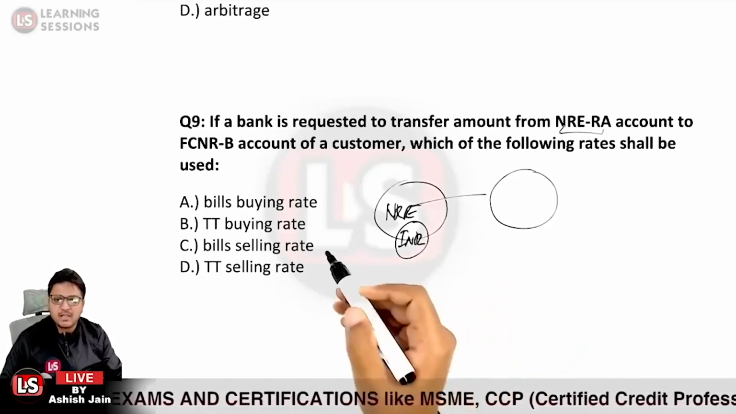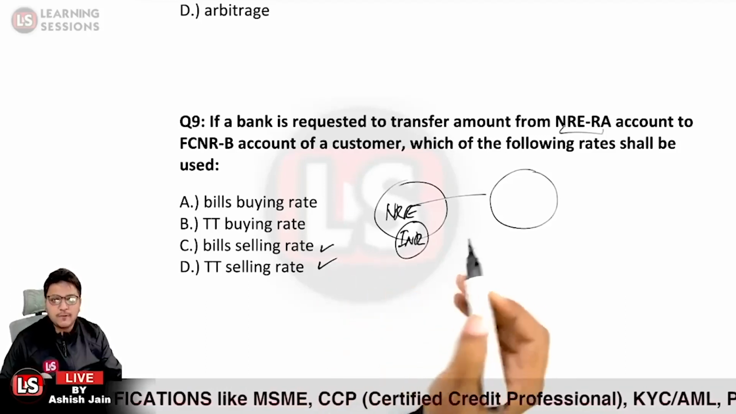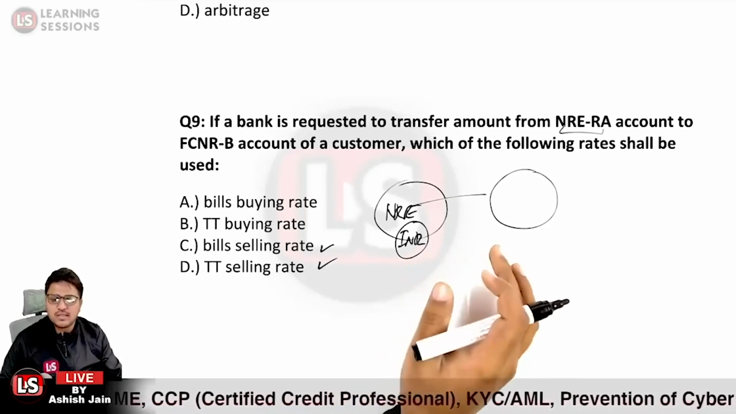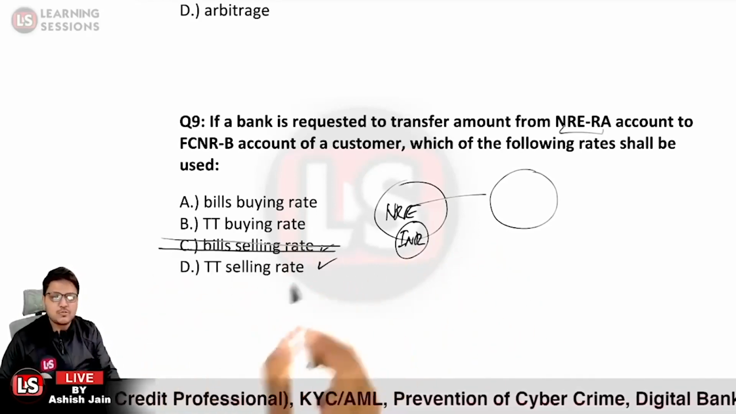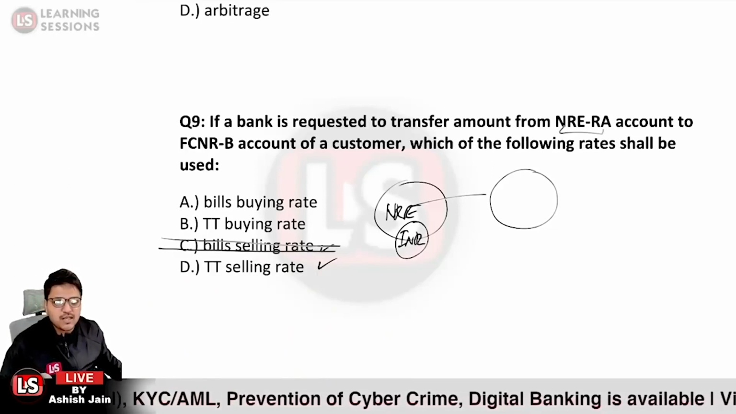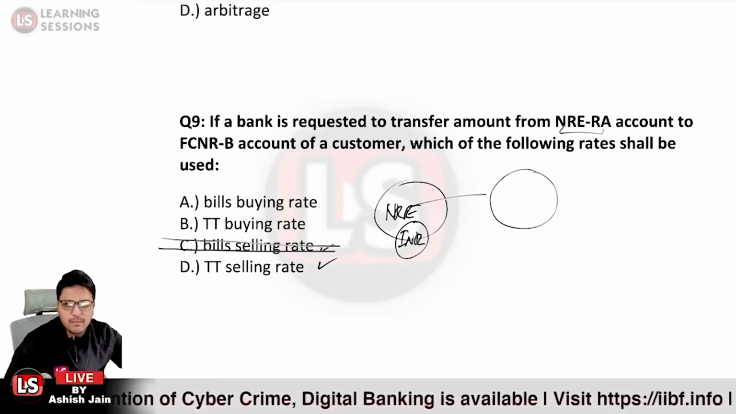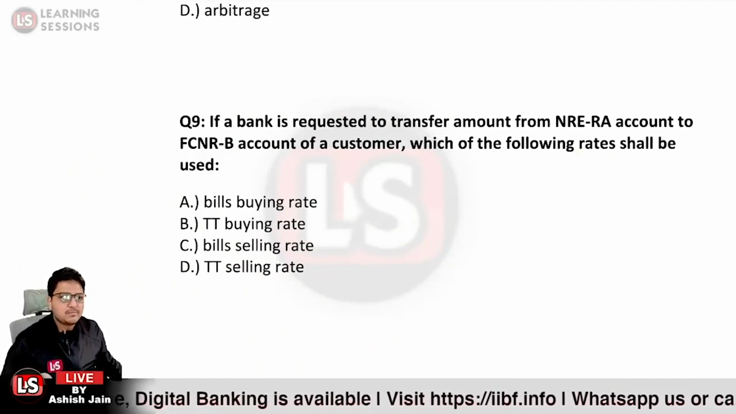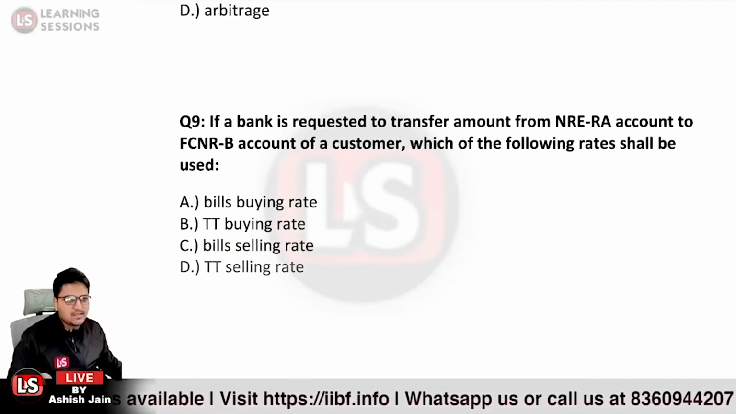So the answer will be either C or D, and further the bank will be issuing the USDs at the same time. So there will be no settlement rate difference. So definitely it's not option C. So option D is the right answer. Akshay has answered correctly at the earliest. That is, the TT selling rate would be applicable. Question number 9, option D is the right answer over here.